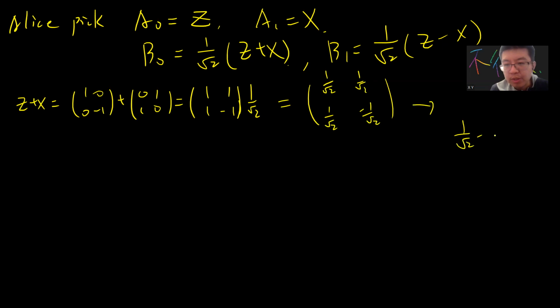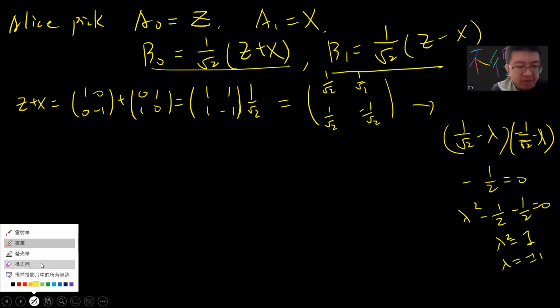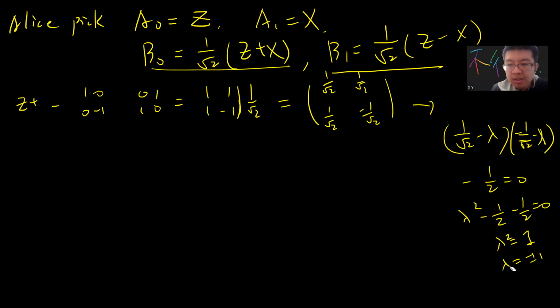So it's 1 over square root of 2 minus lambda, minus 1 divided by square root of 2, minus 1. Sorry, minus lambda, minus half. And so this is lambda squared minus half is 0. Lambda squared is 1, so lambda is also plus or minus 1. Okay, so you can prove that. So B0 has also eigenvalue plus or minus 1, and B1 also has eigenvalue plus or minus 1.